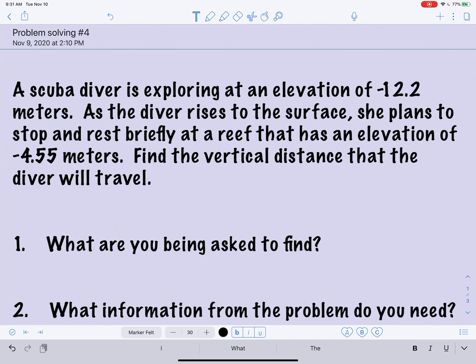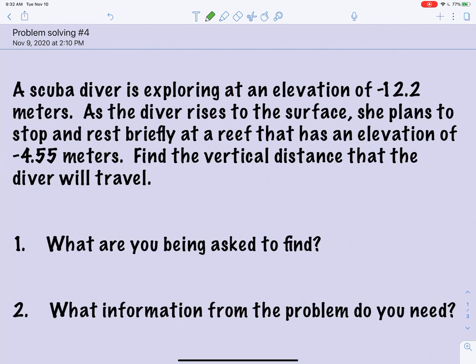A scuba diver is exploring at an elevation of negative 12 and 2/10 meters. As the diver rises to the surface, she plans to stop and rest briefly at a reef that has an elevation of negative 4 and 55 hundredths meters. Find the vertical distance that the diver will travel.